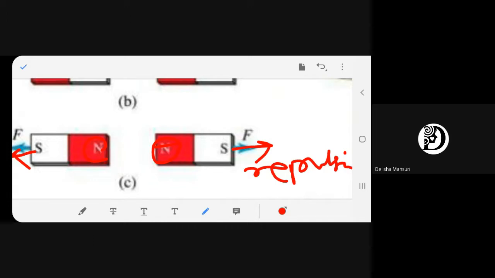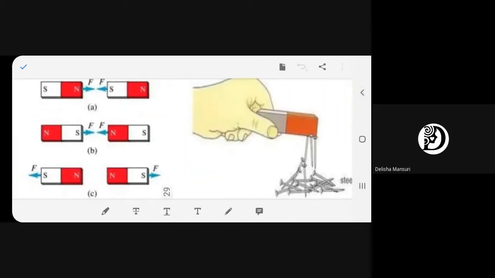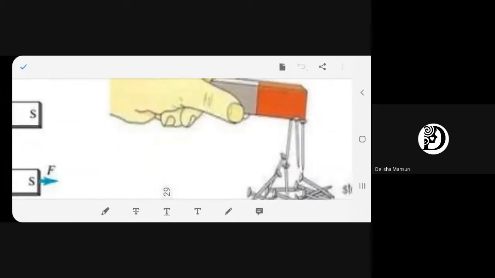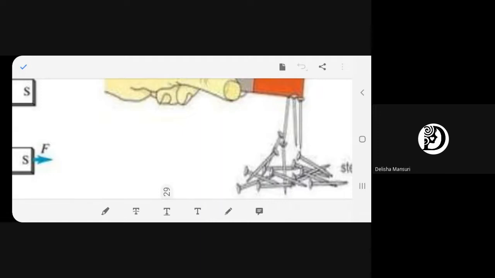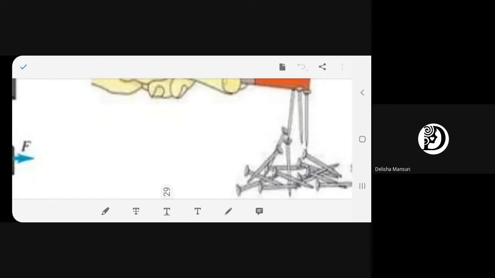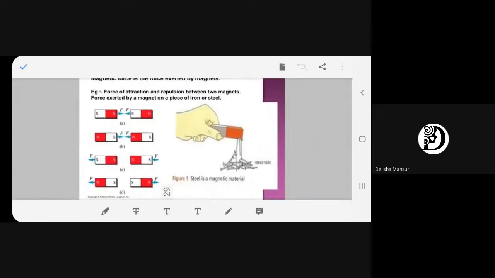Okay? So like poles repel, unlike poles attract. So N and N repel, and N and S attract. See over here, the magnet is attracting the nails. Yes? Any problem? No, ma'am.